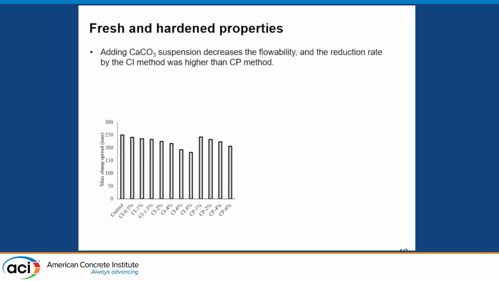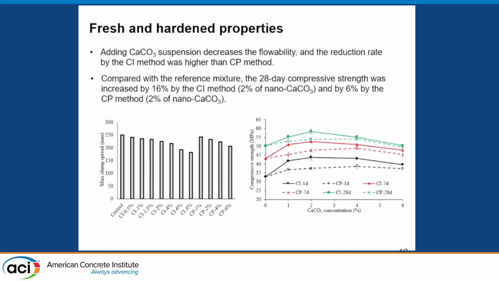Here we show the fresh properties, the mini slump flow, when we fix the high range water reducer. For both the CI and CP mixtures, increasing the calcium carbonate concentration decreases the mini slump flow, and the CI method shows a higher reduction rate than the CP method. But if you look at the 28-day compressive strength at the same calcium carbonate concentration, the CI mixtures show significantly higher strengths than those directly using the nano calcium carbonate powders.